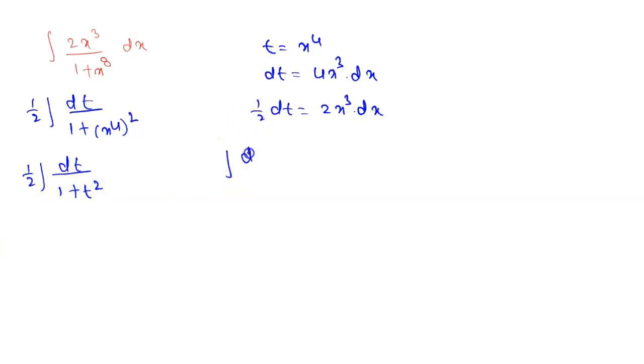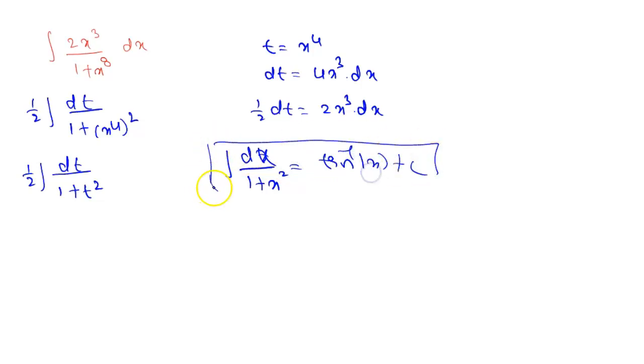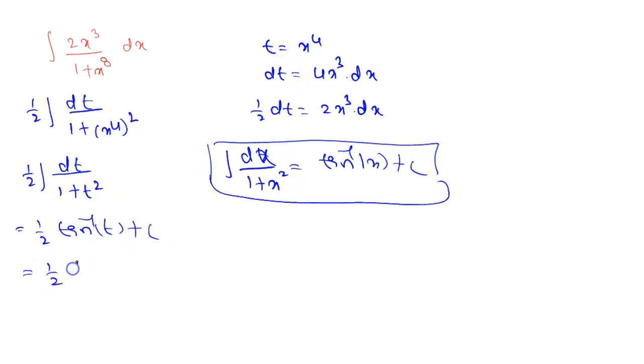Just now we have written that formula: integral dx by 1 plus x square is equal to tan inverse x plus c. Just now we have taken this formula. So applying the same formula, 1 by 2 into tan inverse t plus c, but the t value is x to the power 4. So that is equal to 1 by 2 into tan inverse of x power 4 plus c, which is the answer for this question.